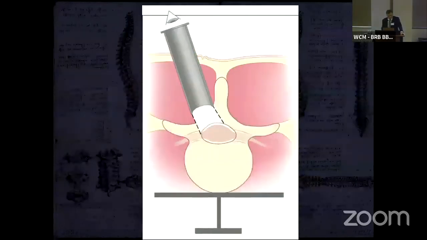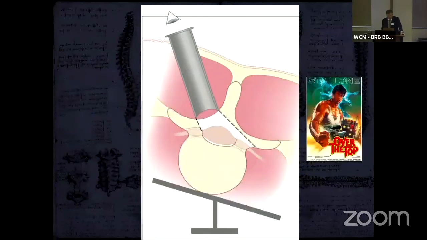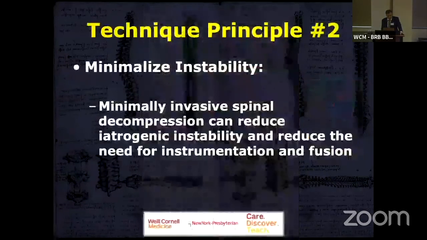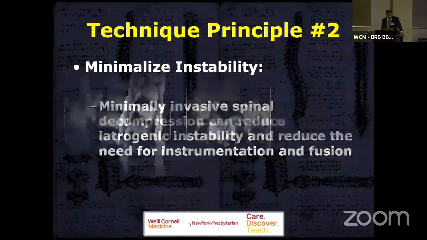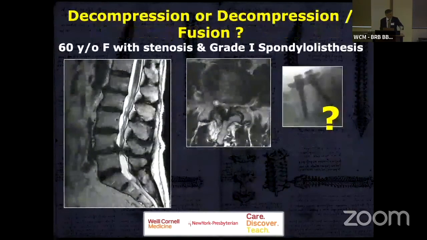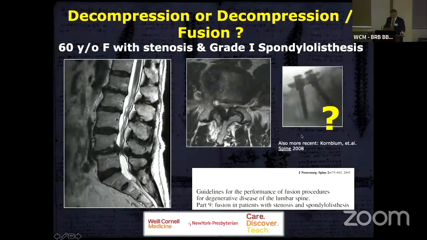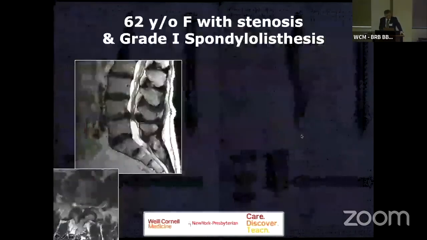So the idea is really to go contralateral. You tilt the table, you tilt the tube, and then you do the over-the-top decompression. There's a movie about that if you ever want to watch that. Different movie, but same title. And then you minimize the instability because you're leaving all those elements that preserve stability intact. So in patients with spondylolisthesis, you don't always have to do a fusion. You can sometimes just do a decompression, and those patients do really well.